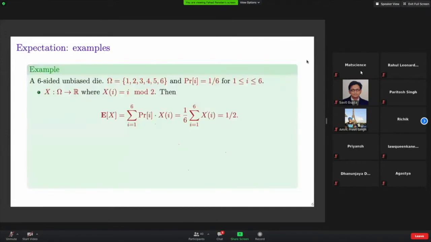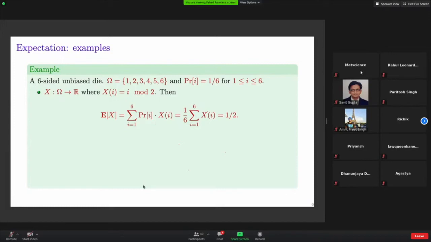Okay? Just quickly see a couple of examples. You just throw an unbiased die, so the sample space omega contains 1, 2, 3 up to 6, and the probabilities are defined to be 1 by 6 for each of them. Suppose you define x of i to be i mod 2. What does it mean? It will be 0 if it is even, and 1 if it is odd.